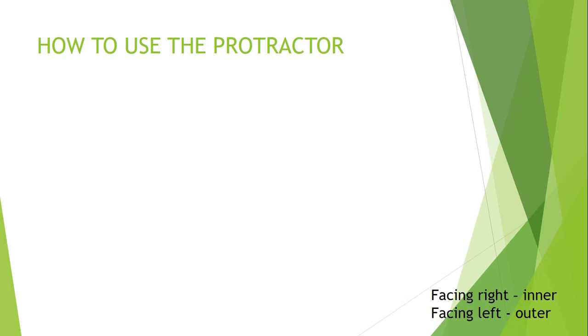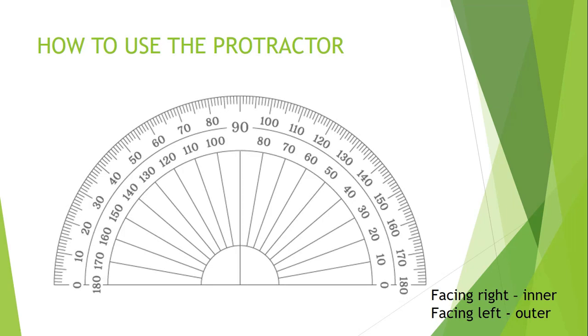Now, how to use the protractor? When the angle is facing right, use the inner part. For example, if the angle is like this or like this, they are facing to the right, so we use the inner part. But if the angle is facing left, just like this, or this, we use the outer part. So, let's have examples on how to use the protractor.